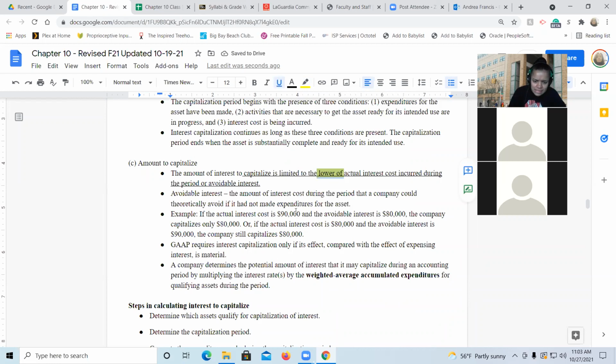So if the actual interest is 90,000 and the avoidable interest is 80, you can only capitalize 80. By actual interest, we mean the interest that the bank is charging the company. Avoidable interest is a calculation that is based on separate rules. But actual is like if you take out a loan tomorrow and they say we're charging you 20%, that's the actual interest. Or if the actual interest is 80 and the avoidable interest is 90, you're still capitalizing 80.